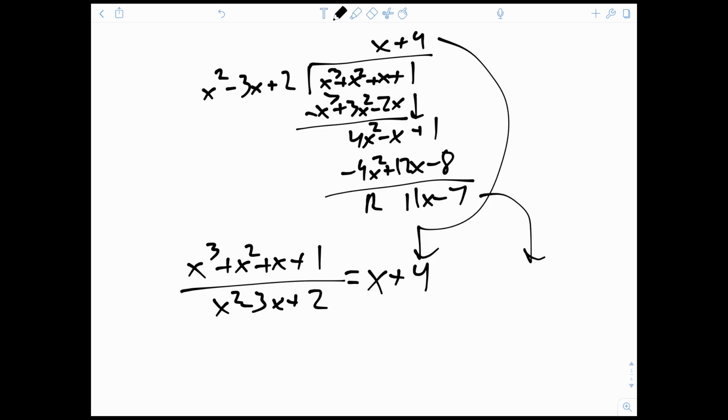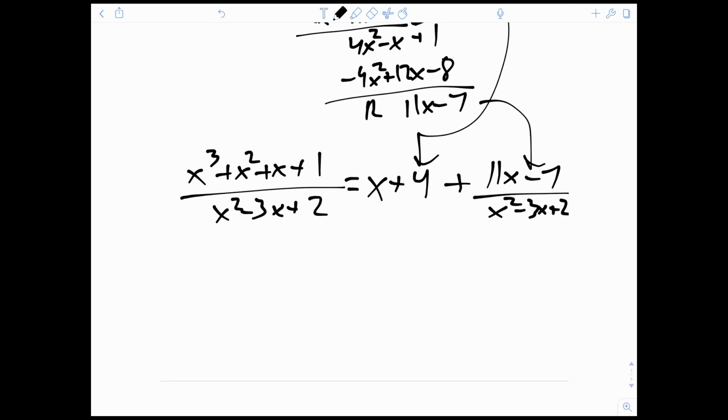And since 11x minus 7 is the remainder, we're going to leave it divided by x squared minus 3x plus 2. And from there, we can do partial fractions decomposition on the rest, and you should know how to do that for this term.